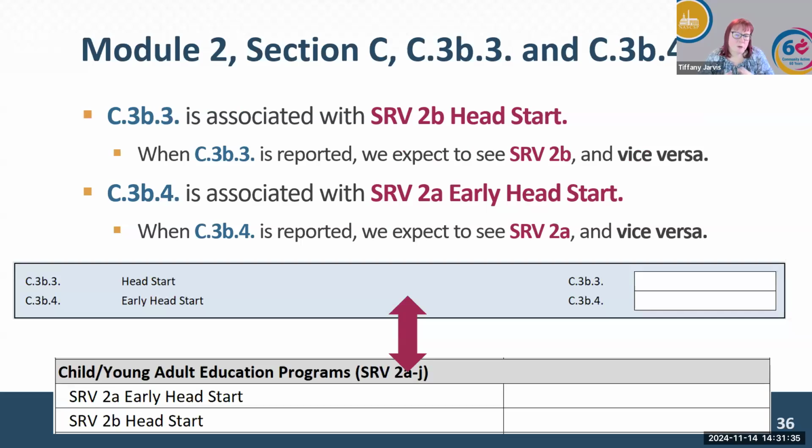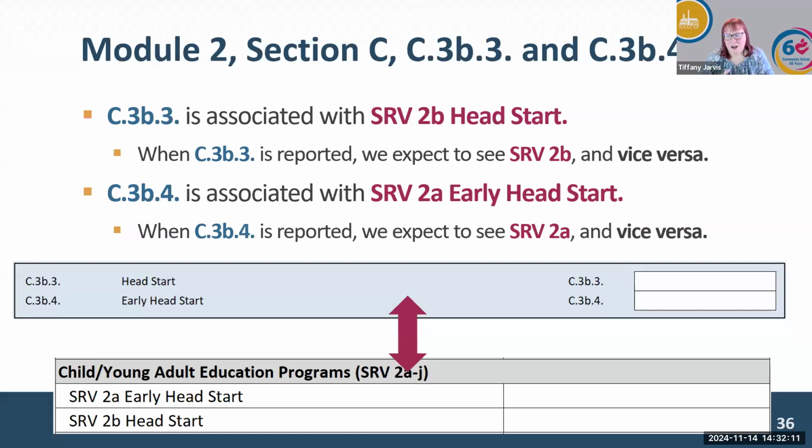Another Module 2, Module 4 connection that will be a part of the review process is C3B3 and C3B4. If the agency reported that Early Head Start services were provided under Module 4 Service 2A, then it is expected that funds would be reported under C3B4. If the agency reported that Head Start services were provided under Module 4 Service 2B, then it is expected that funds would be reported under C3B3.